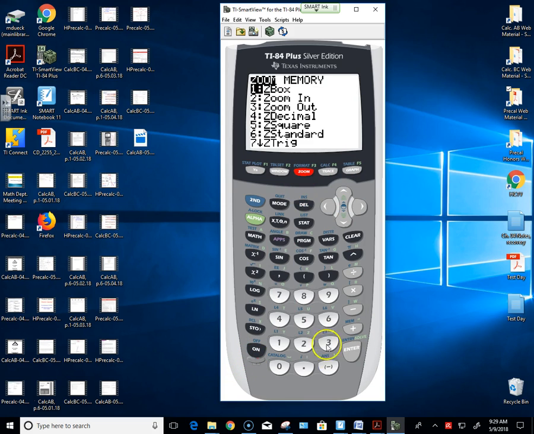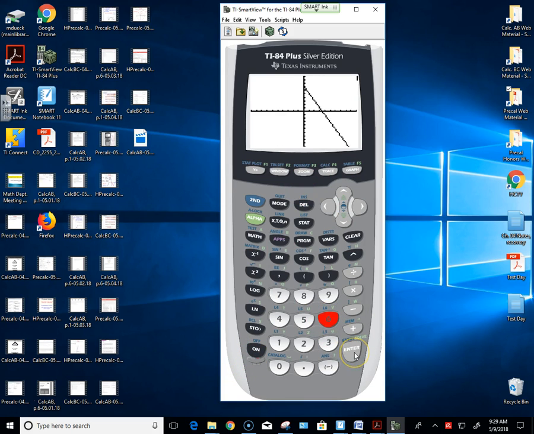But whenever you're graphing and something looks funny, go to zoom standard, reset it. Oh my goodness, everything's getting messed up. Go to zoom standard and reset it, and then it should help you out a little bit.